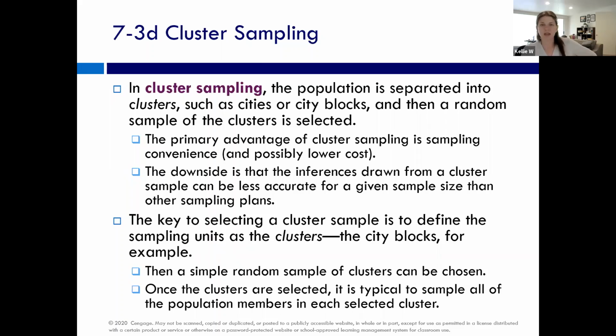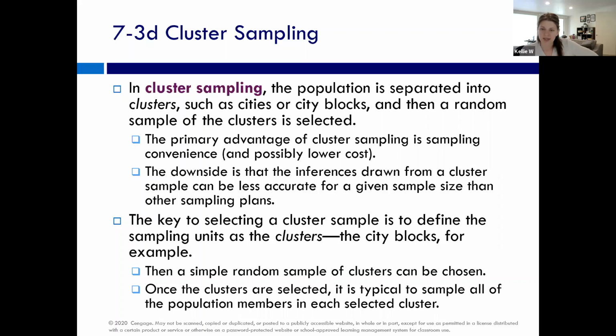The next method is cluster sampling. So they like the geographical reference of this, and I think that's fine in this case. In this case, they separate the population into clusters, say like cities or city blocks, and then they randomly select clusters. And in real life, we would do this for convenience and also for potentially lowering the cost, but it might reduce the accuracy when we're drawing inferences from the population, because we may concentrate on clusters that are not as representative of the whole.